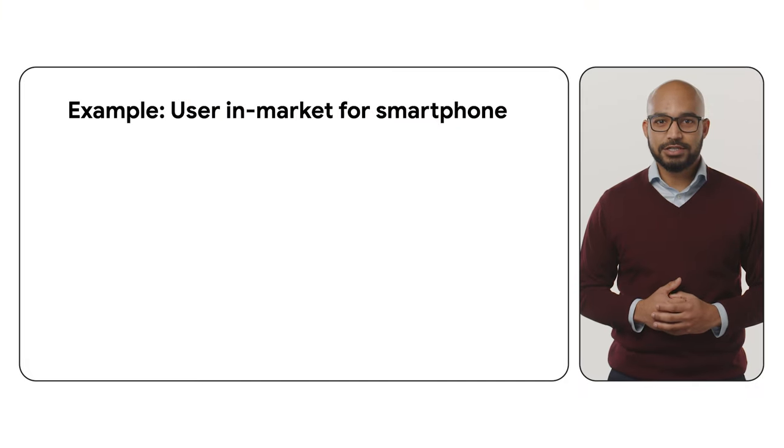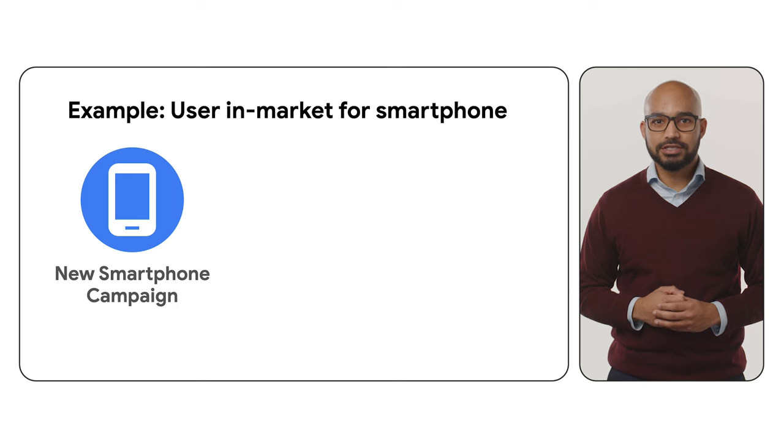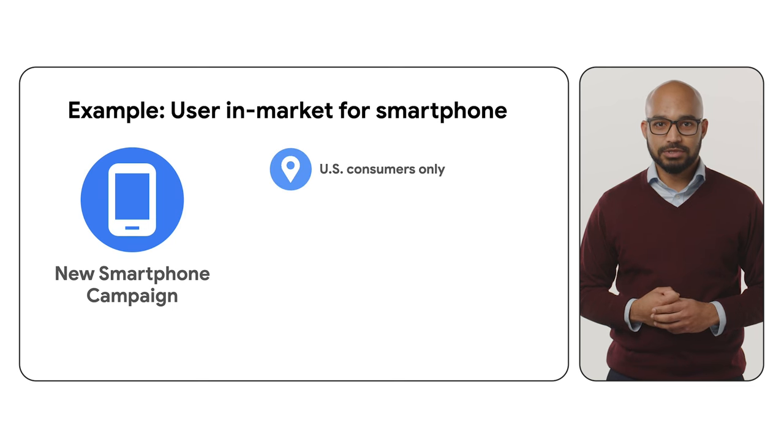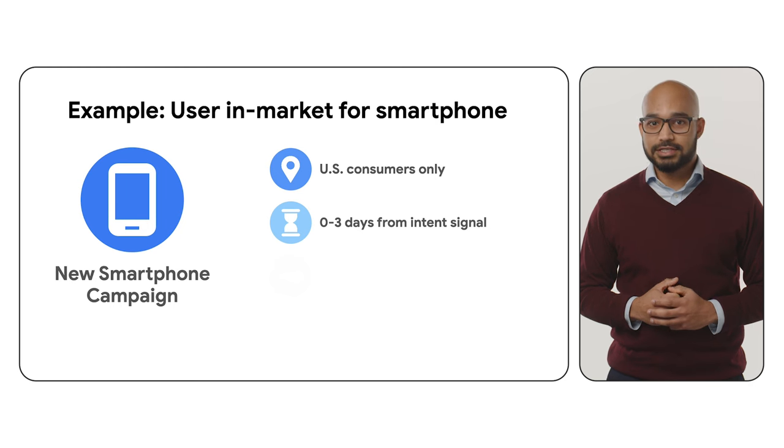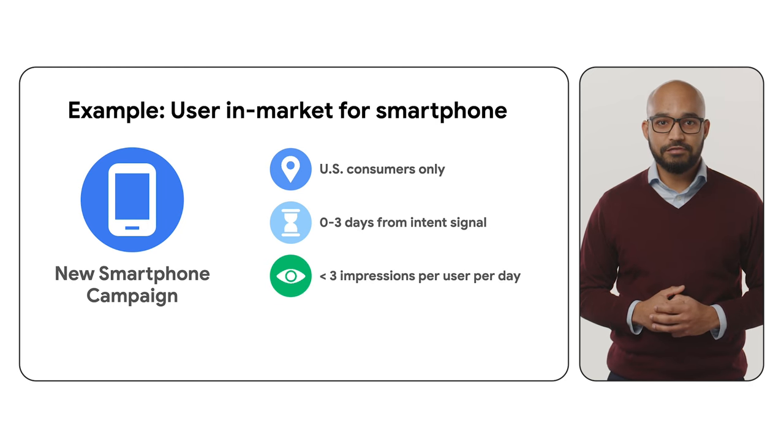We'll have a smartphone manufacturer running a campaign for their newest smartphone. They are targeting an in-market audience for smartphones, and they'll have a few requirements. First, they're only targeting US consumers. Next, they only want to target consumers within 3 days of the intent signal. And finally, they want fewer than 3 impressions per user per day.